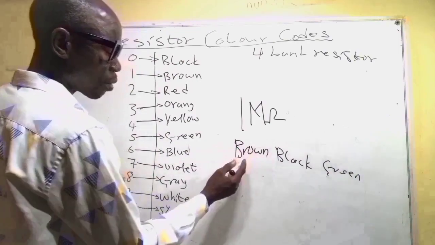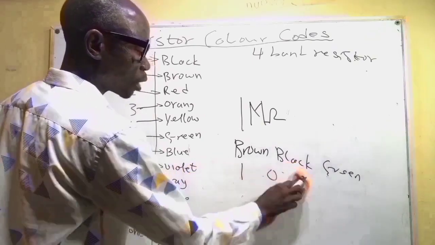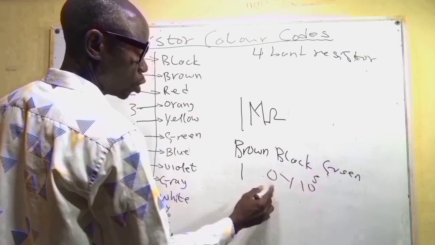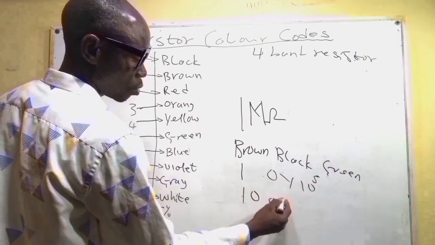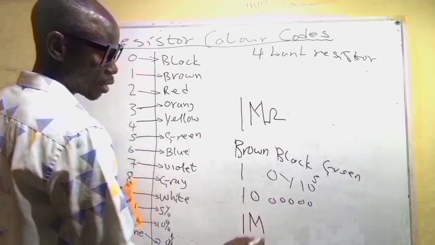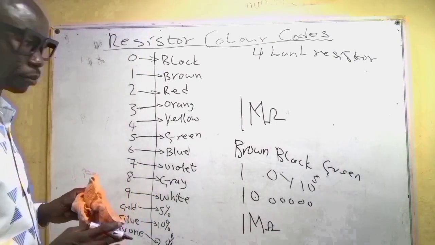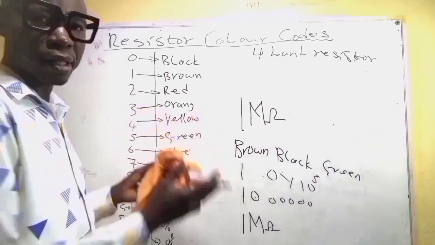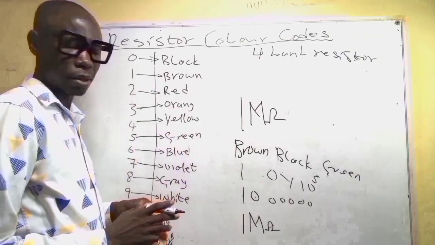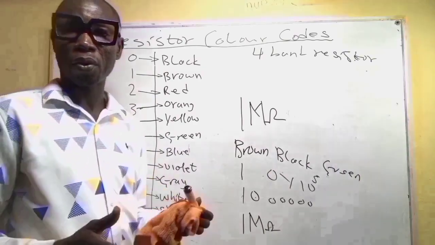So brown is 1, black is 0, green is 5, but you don't write 5 like this. You either multiply by 10 to the power 5, or you convert it to 100000, then it is 1 meg. You bring the SI unit, which is ohms. So for resistors with color codes, you must understand this chart to find the value of the resistor. The 4th band we use to calculate the tolerance.